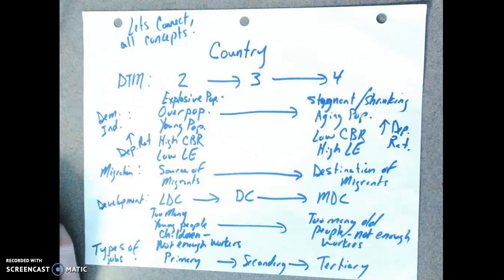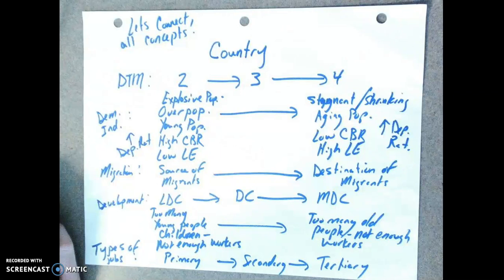Then you have level of development. Stage 2 countries, they are LDCs. Stage 3 countries are DCs. Stage 4 countries are MDCs. Therefore, source countries are LDCs. Those with explosive growth, Stage 2, are LDCs.